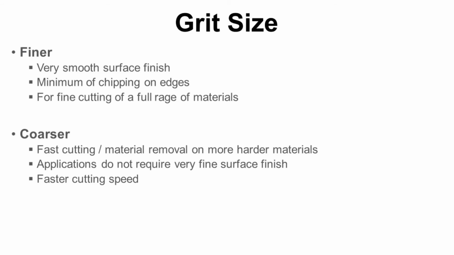Coarser grit are much larger in diameter and used for fast cutting. These coarser grit are usually used for silicon carbide, zirconia, aluminum oxide, and other advanced ceramics and high metal content materials, which do not require a very fine surface finish. Grit size has considerable effect on cutting speed. Cut speed of coarse grit is higher than finer grit, and it will remove more material than finer grit.